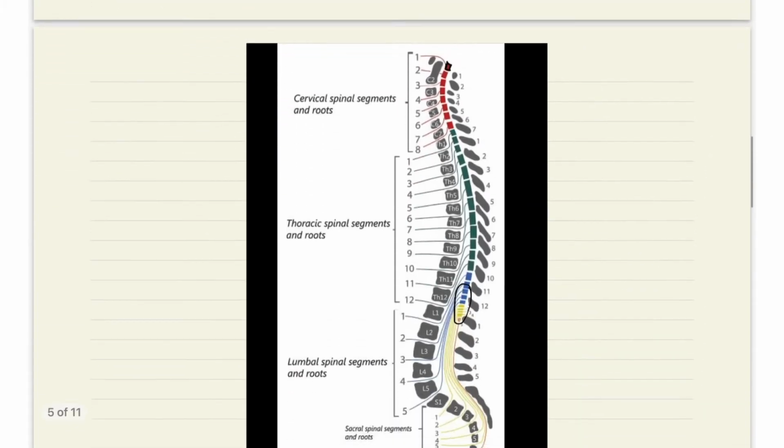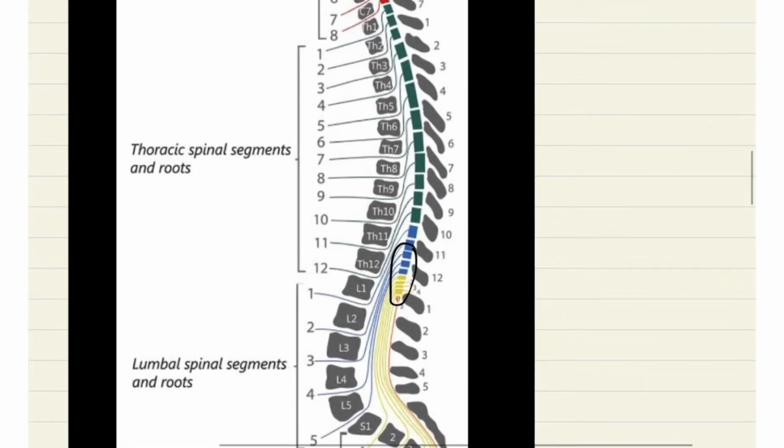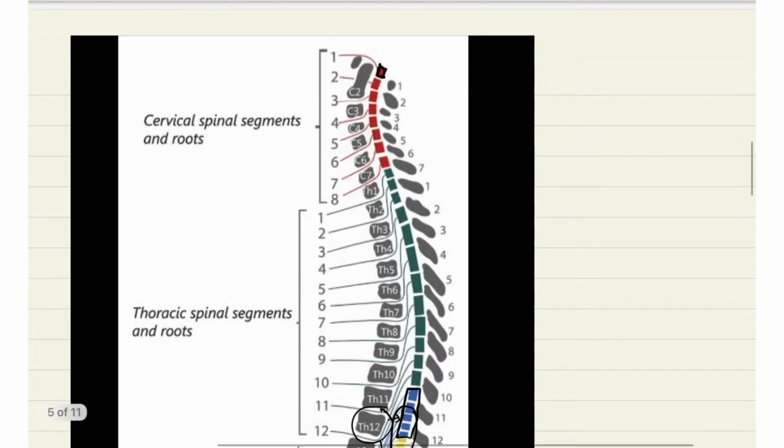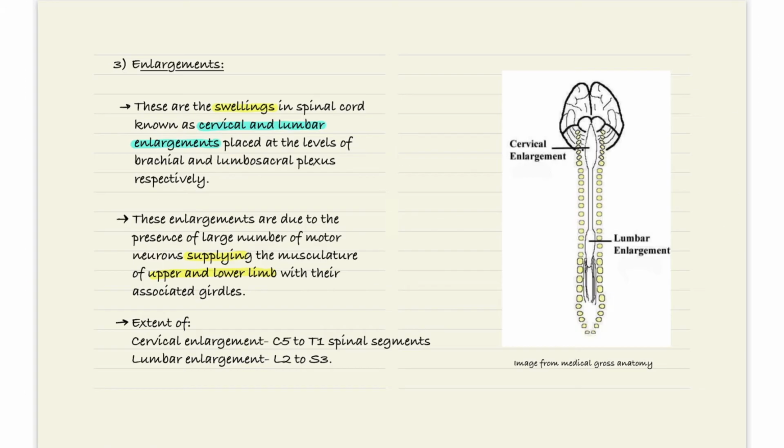Let's see. So, these are the lumbar segments, the blue ones. And what is their level? They do not lie corresponding to the lumbar vertebra, they lie close to the thoracic vertebra because the spinal cord is shorter than the vertebral canal. I hope you understood this.